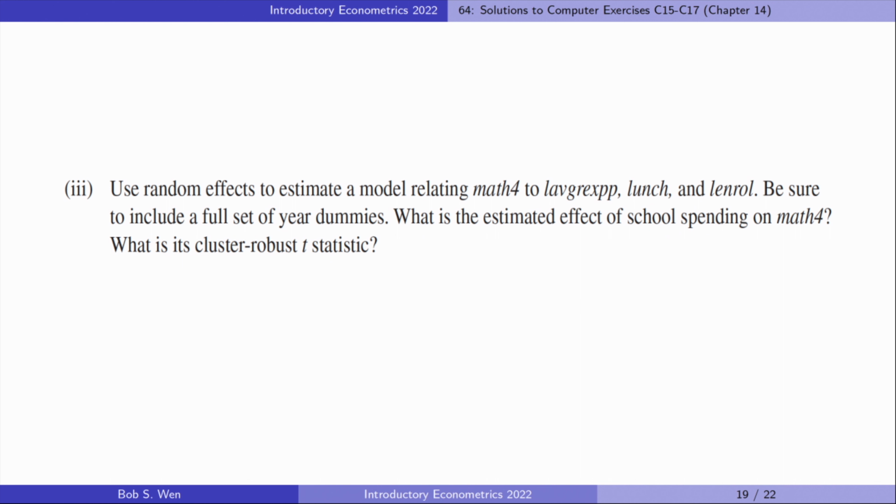In Part 3, we use random effects to estimate a model relating math pass rate to log average real expenditure, lunch, and log enrollment. Be sure to include a full set of year dummies. What is the estimated effect of school spending on math pass rate? What is its cluster robust t-statistic?